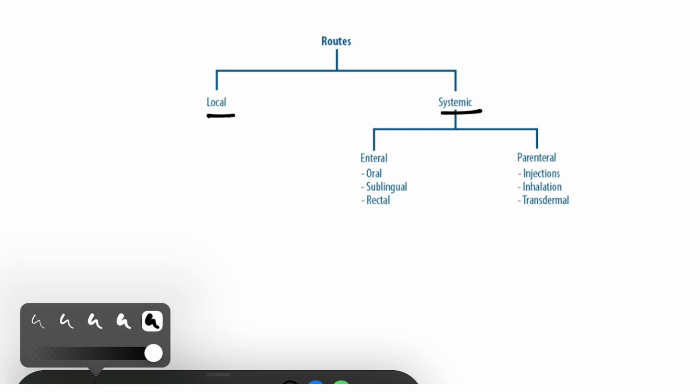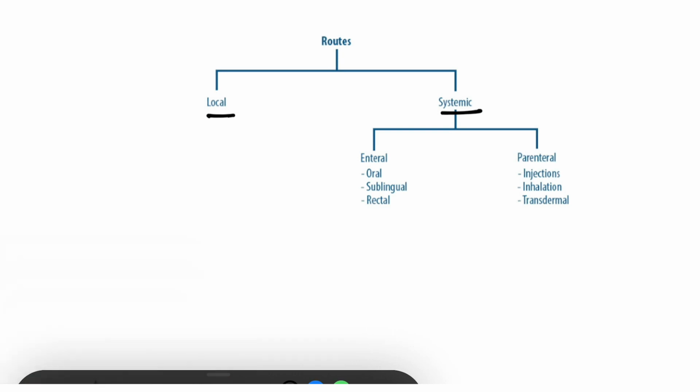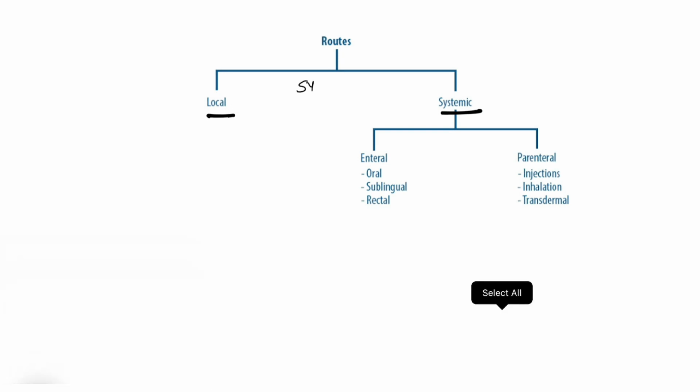Now, how do we decide whether the route is a local route or a systemic route? The decision is solely based on whether the drug is reaching the systemic circulation or not. If the drug is reaching systemic circulation, then it is a systemic route, and if the drug is not reaching the systemic circulation, then it is a local route of drug administration. Plain and simple, right? Now, what are the local routes of drug administration? That means where the drug will not reach the systemic circulation.